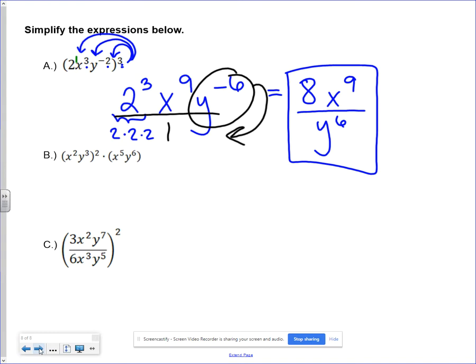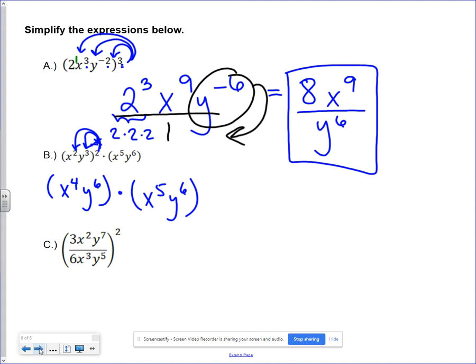All right, let's look at B. Whenever you have exponents on the outside, you always want to get rid of those first before you do anything else. So we've got this 2 right here on the outside, and we're going to do it like we did A. I'm going to take this 2 and multiply by all the exponents on the inside. So this gives me x to the 4th, y to the 6th, and I'm multiplying that by this expression, x to the 5th, y to the 6th. So we used the second rule that we learned today, the product of a power.